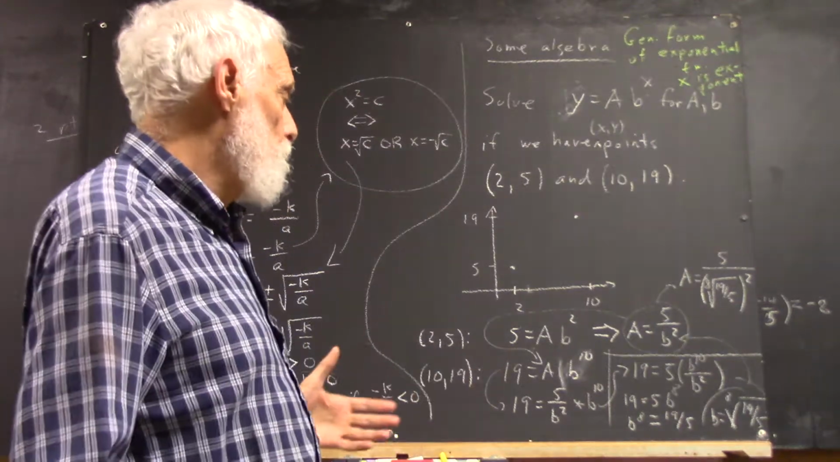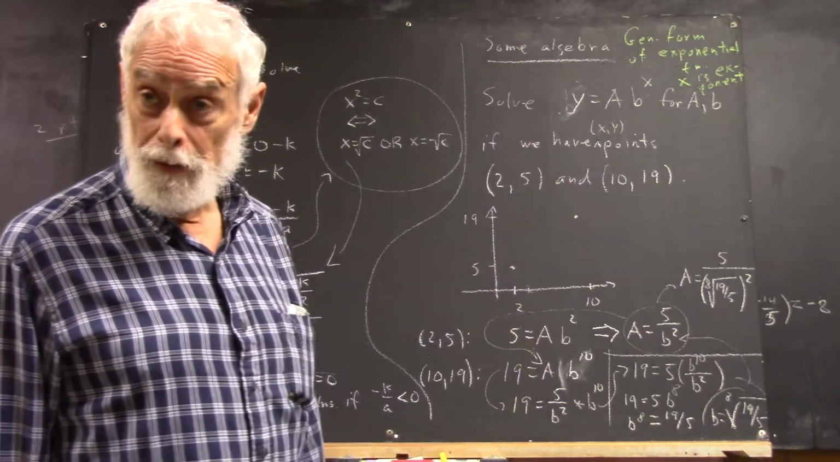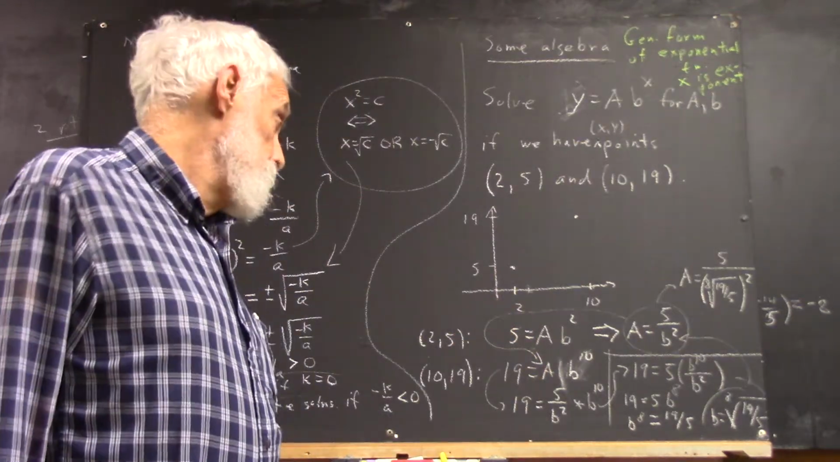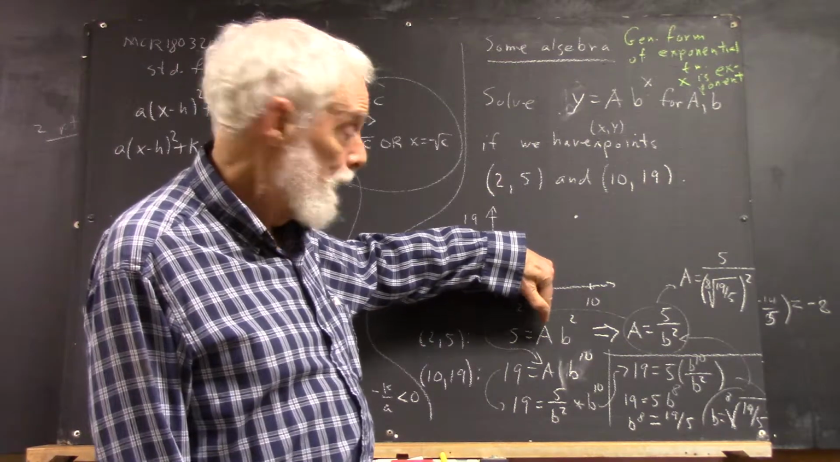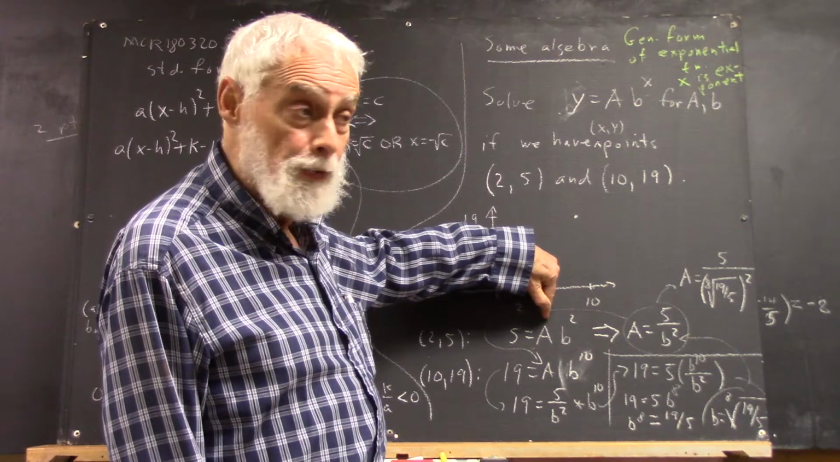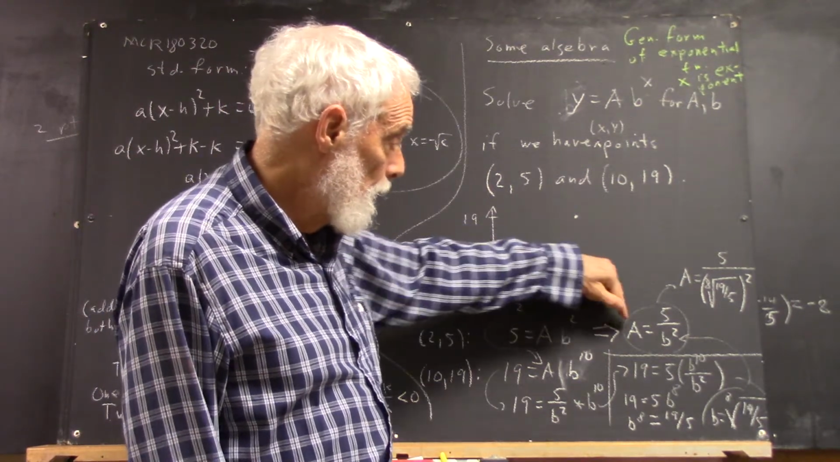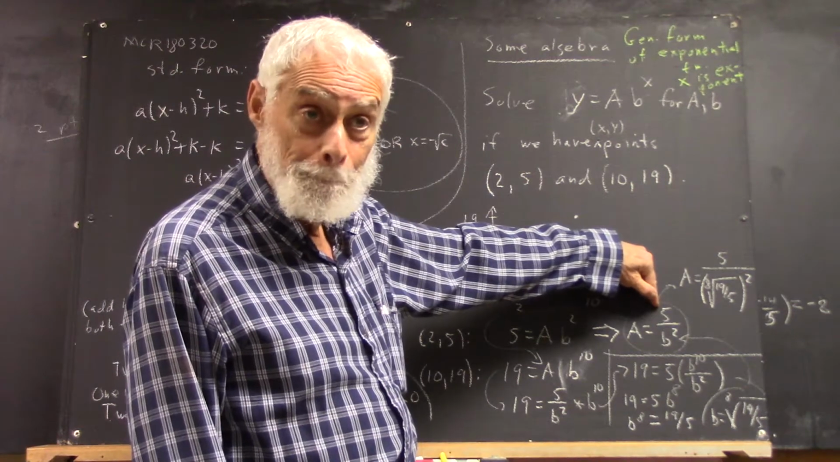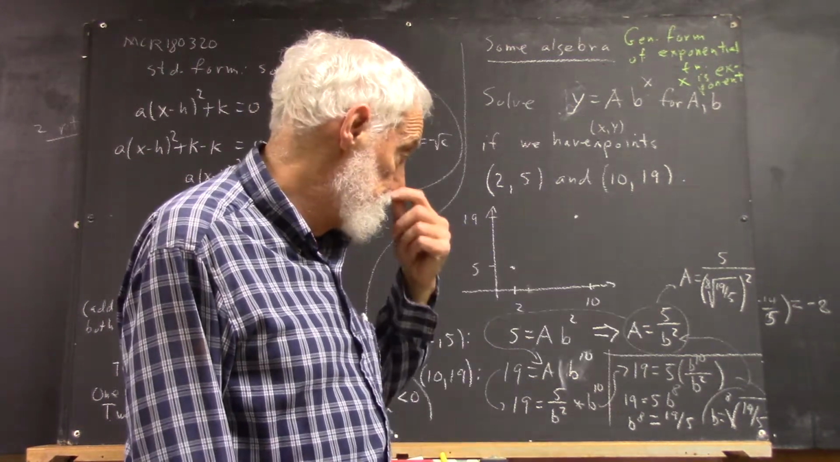Now, a more general way, because you can't always do it by dividing one equation by the other, is we solve this equation for one of the variables. And a is easy to solve for, so I'm going to solve for a. It's very clear that if I solve this for a, a is going to be 5 divided by b squared, right? Very straightforward. a is 5 over b squared.